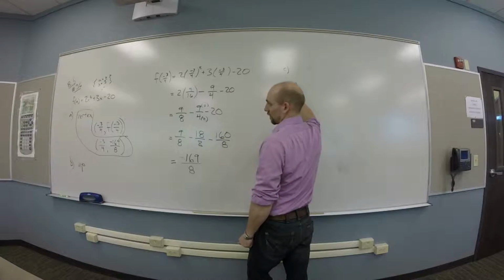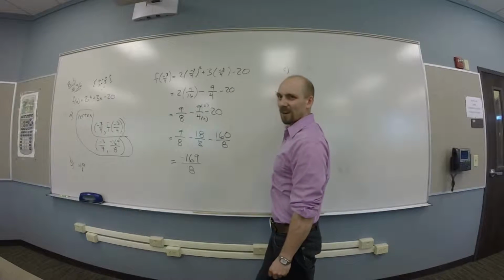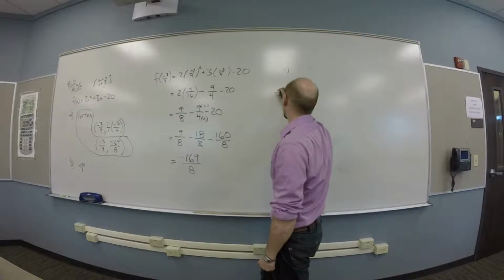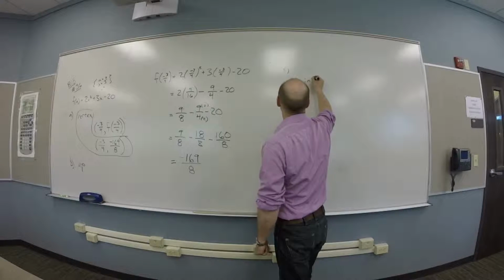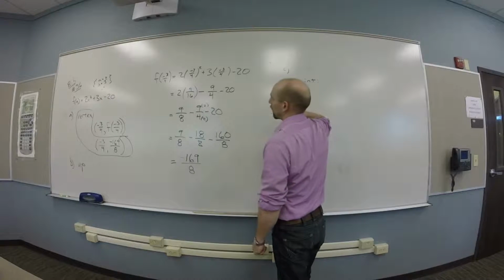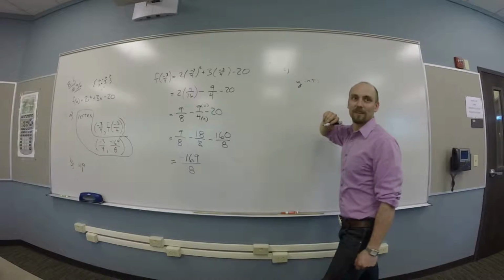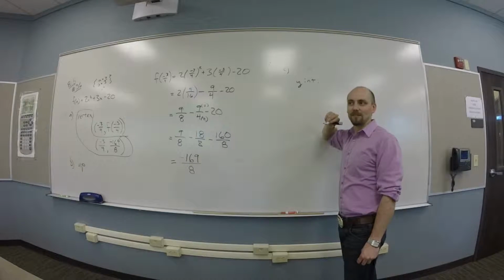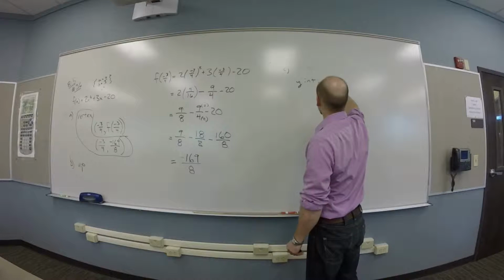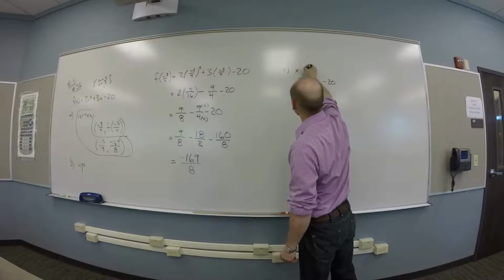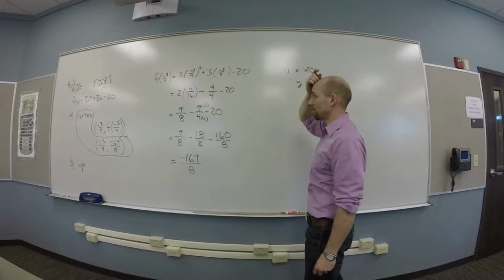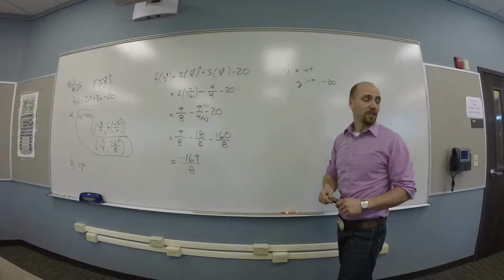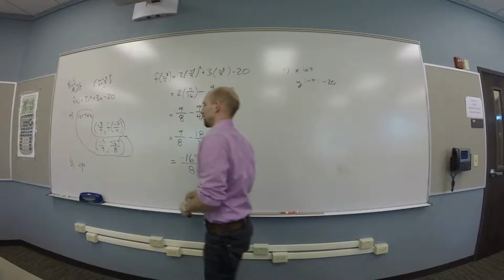Which one's easier, X or Y? Y. Because 2 times 0 squared plus 3 times 0, it's negative 20. You guys see the Y intercept is negative 20. Okay, how about the X intercepts? Where do I get those from? Okay, I should set that equal to 0 and solve.